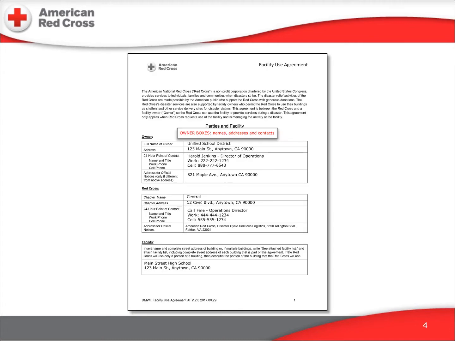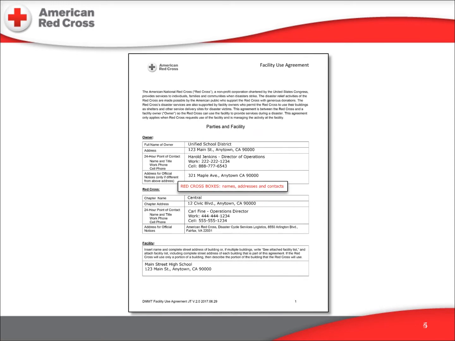This is page 3 of the entire document, and there are 3 boxes to be filled in. The first identifies the owner of the facility, including the main point of contact, who will be available 24/7. The second box identifies the chapter entering into the agreement on behalf of the American Red Cross and identifies our 24/7 contact.